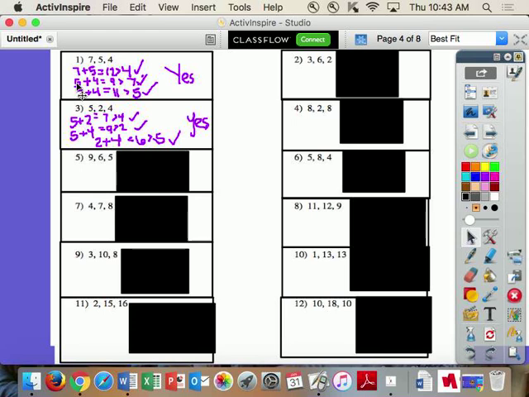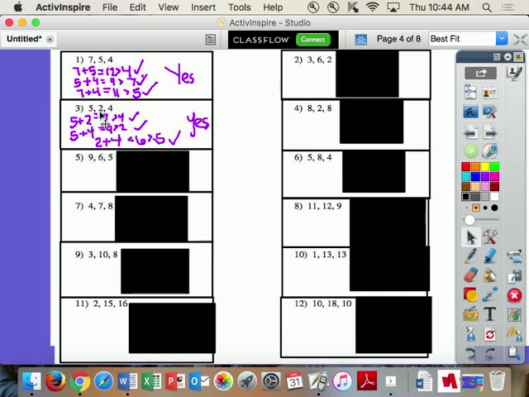The second one, if I add 5 plus 4, that equals 9. Is that greater than 7? Yes, it is, so I now have another check. And then the last two sides, 7 plus 4, that equals 11. Is that greater than 5? Yes, it is, so I have a check. So that's why this one is a yes. Okay? Looking at the next one, I'm just going down the line.